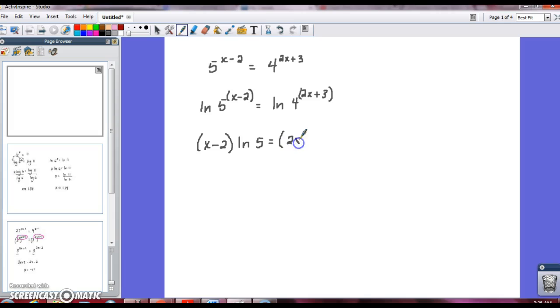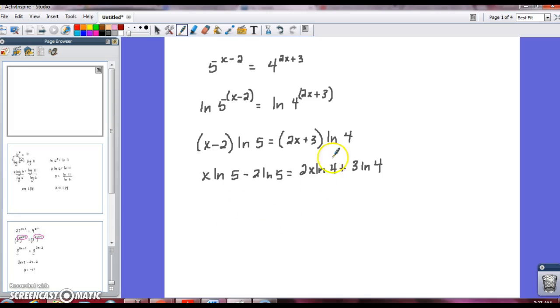So make sure if that exponent has more than one term in it that you use parentheses. Okay, so I have ln of 4. From here then you're going to want to distribute, because remember we have to solve for x. We have to get all of our x terms on one side of our equation. So I have x ln of 5 minus 2 ln of 5 is equal to 2x ln of 4 plus 3 ln of 4. So all I did was distribute.